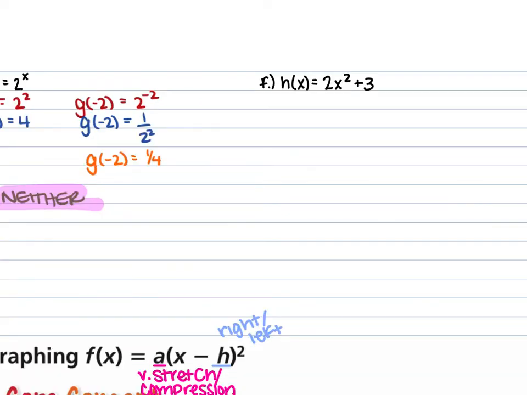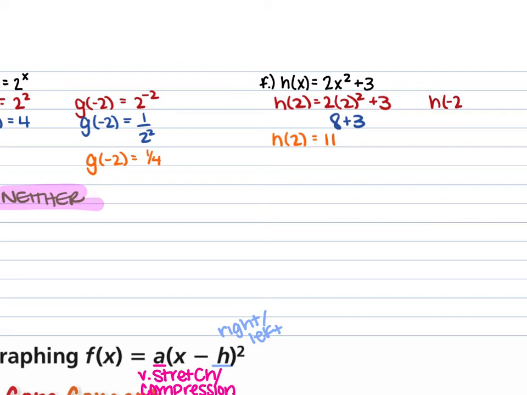For example f, we're given h of x is equal to 2x squared plus 3. So if we do h of 2 first, we're going to have 2 times 2 squared plus 3. The 2 squared is 4, times 2 is 8, plus 3 gives us h of 2 is equal to 11.